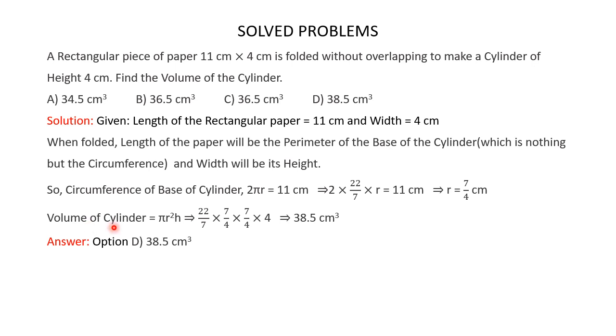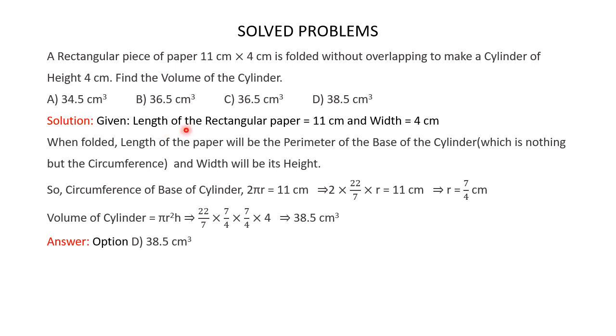We know that volume of the cylinder is equal to pi r squared h. We know the value of pi as 22 by 7. Height of the cylinder is given as 4 centimeters. So if we know the value of r, then we can easily calculate the value of the volume of the cylinder.